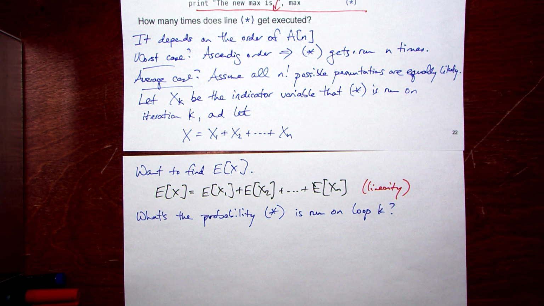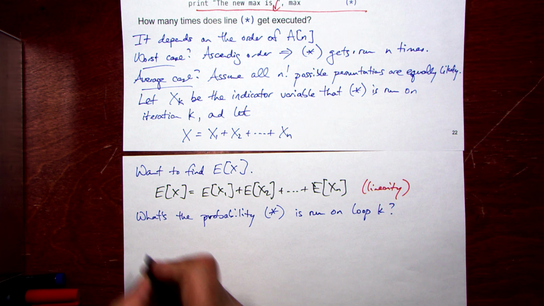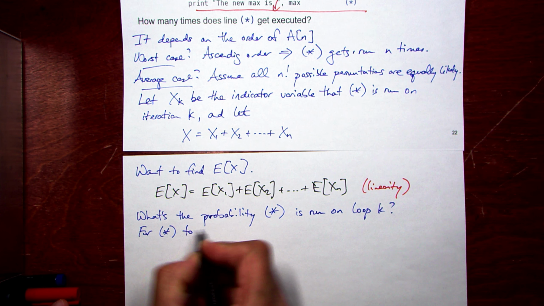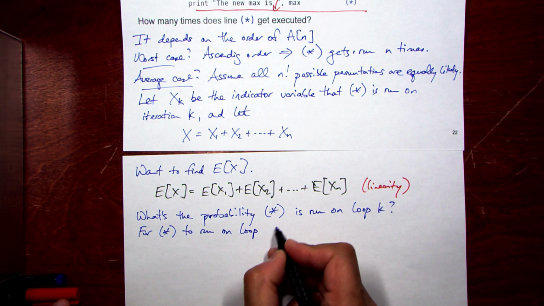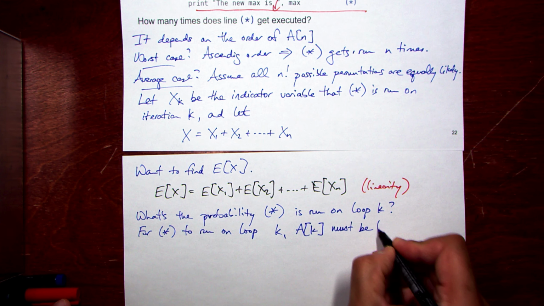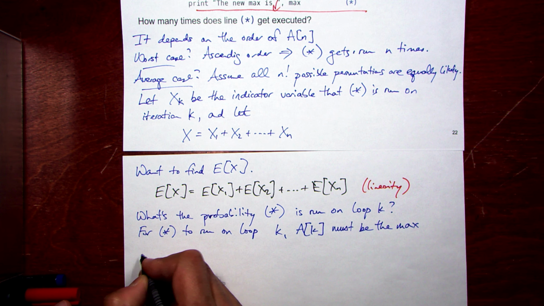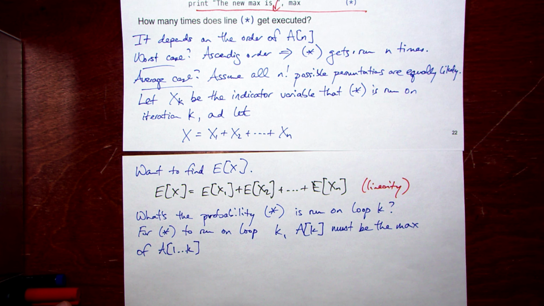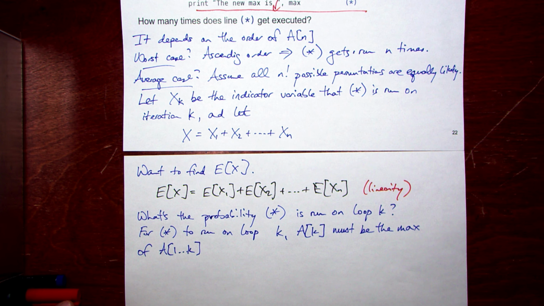Okay, so the only way that you run that is if the ordering that you have of those K elements has the max of those K elements right where you are right then. Okay, and that's a 1 in K chance. Okay, so for star to run on loop K, A of K must be the max of the first K elements, and that's a 1 in K chance.